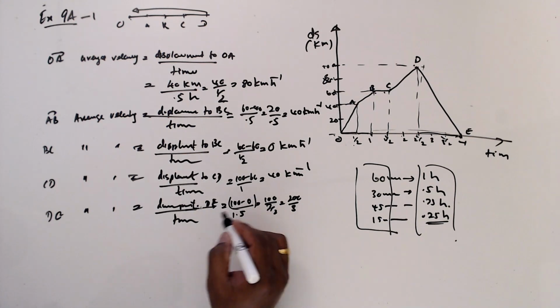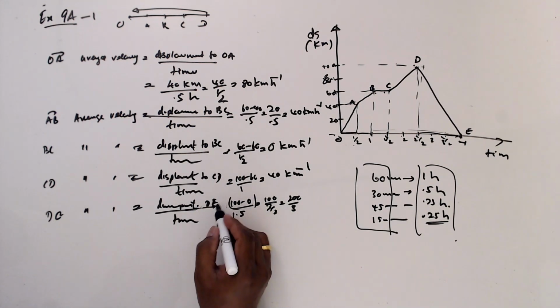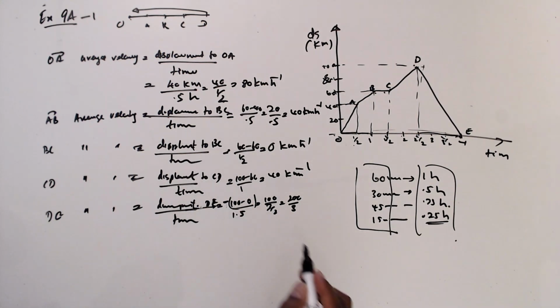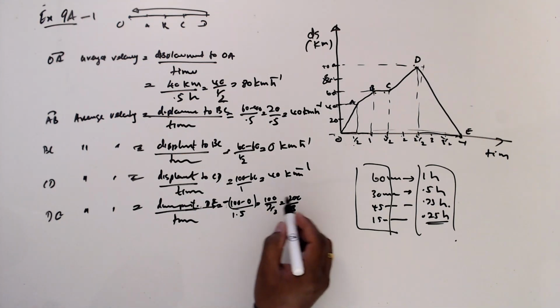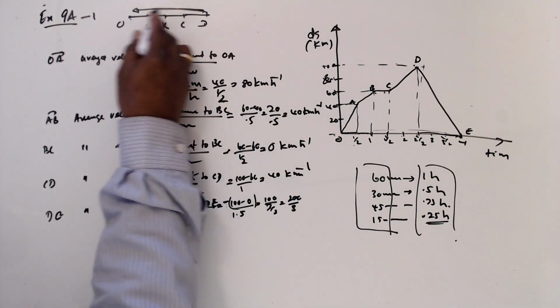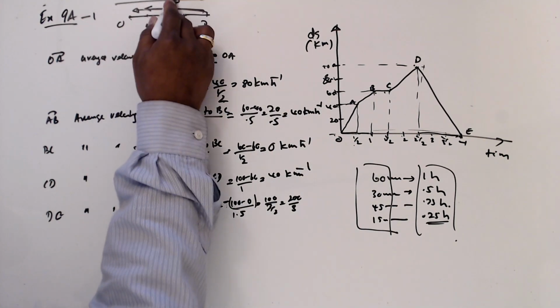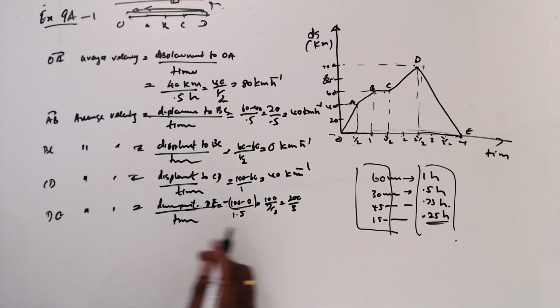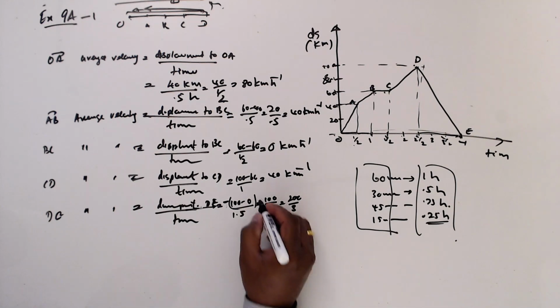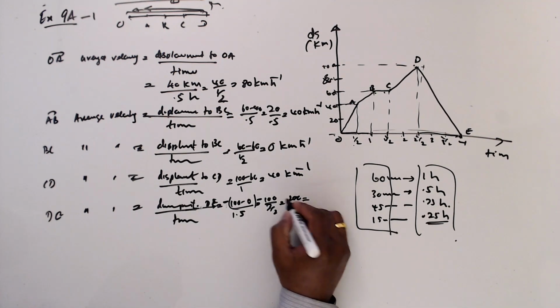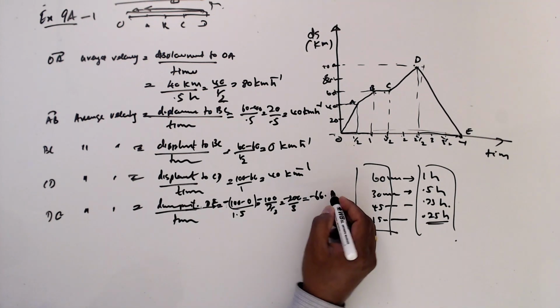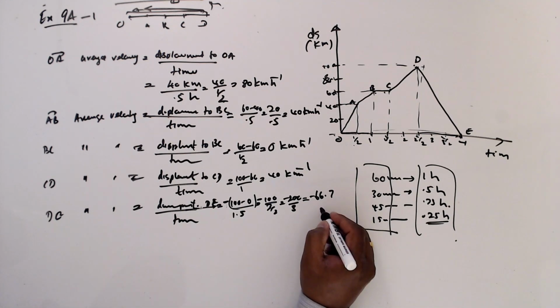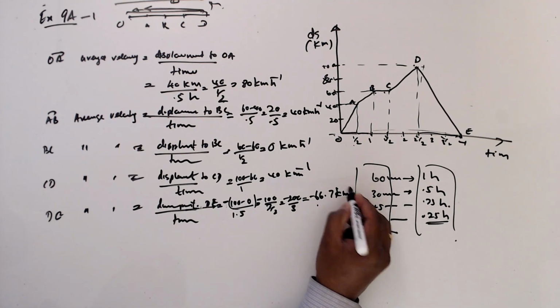And this value has to be negative because it is coming in the opposite direction. So usually we take this direction as positive and this direction as negative. So this is going to be minus 66.7 km h minus 1.